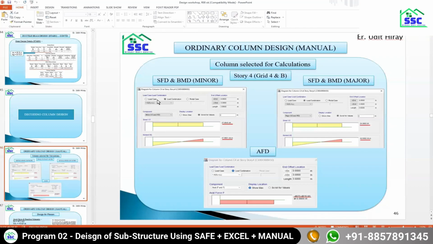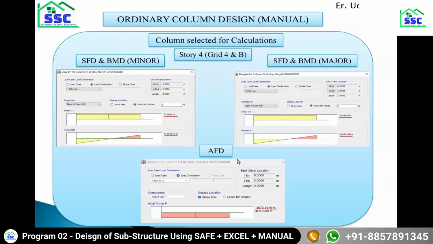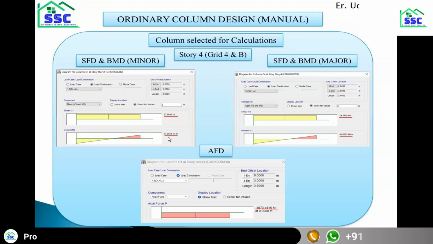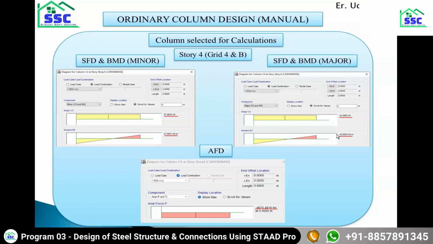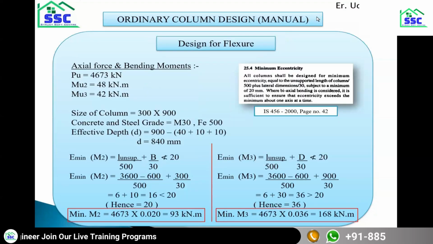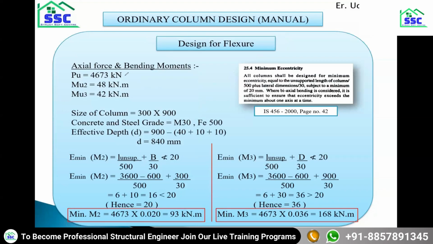I'll go back to the presentation again. So these are the forces that we got from our analysis. Our minor direction bending moment is 47.96, that is approximately 48, and the major moment is 42, and axial force is 4673. So yes, these are the values that we have taken for our study: axial force, minor axis moment, and the major axis moment.